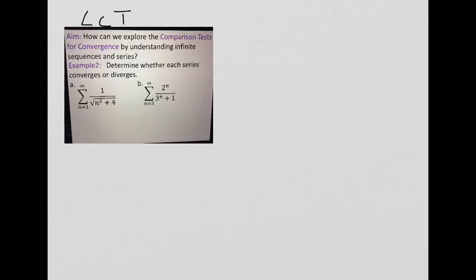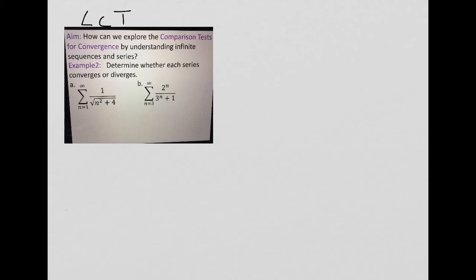Okay, so we're going to do the LCT here, the limit comparison test, for both A and B. So same directions, different sums. Let's take a look at each one of them. All right, so in A, we have the summation of 1 over the square root of n squared plus 4.